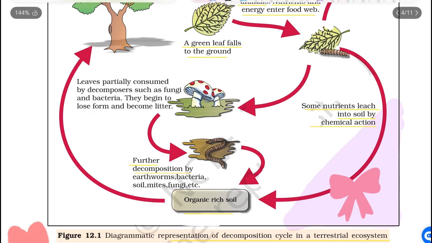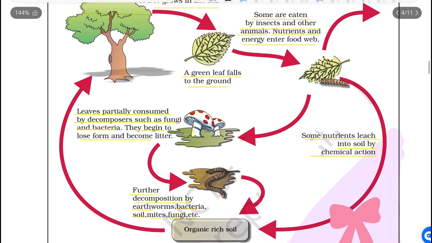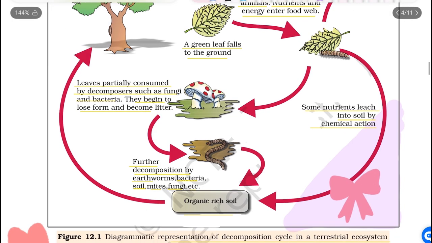From this, further decomposition by earthworms, bacteria, soil mites, fungi, etc. The next step is leaves partially consumed by the decomposers such as fungi and bacteria. They begin to lose form and become lighter. From this step, green leaf falls to the ground and some are eaten by insects and other animals. Nutrients and energy enter the food web. Then leaves partially consumed by decomposers such as fungi and bacteria begin to lose form and become lighter. Then comes further decomposition by earthworm, bacteria, soil mites, fungi, etc.